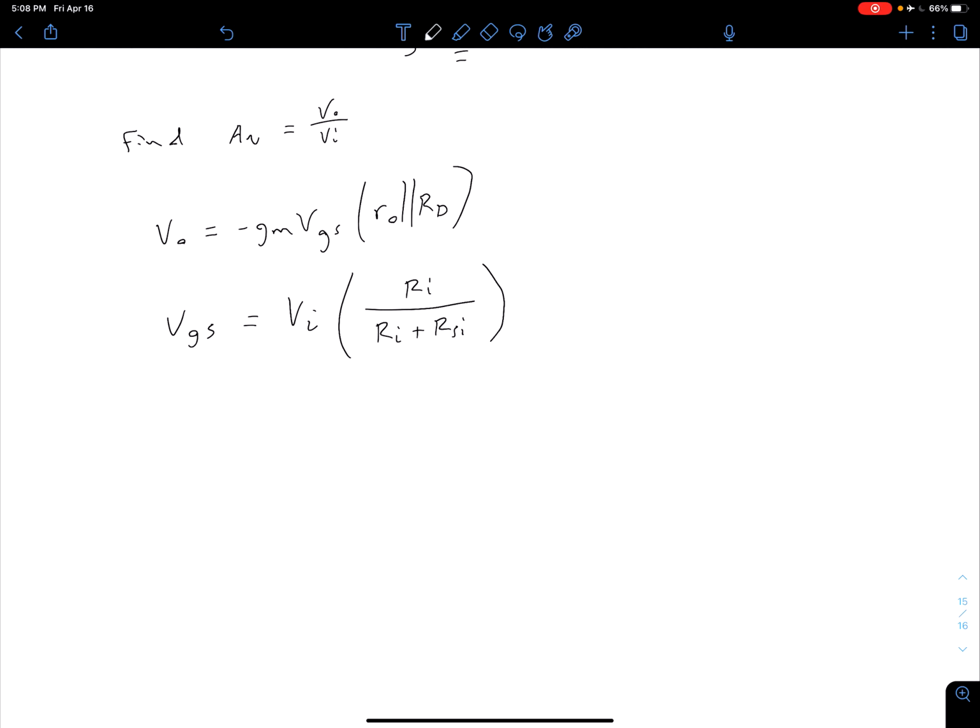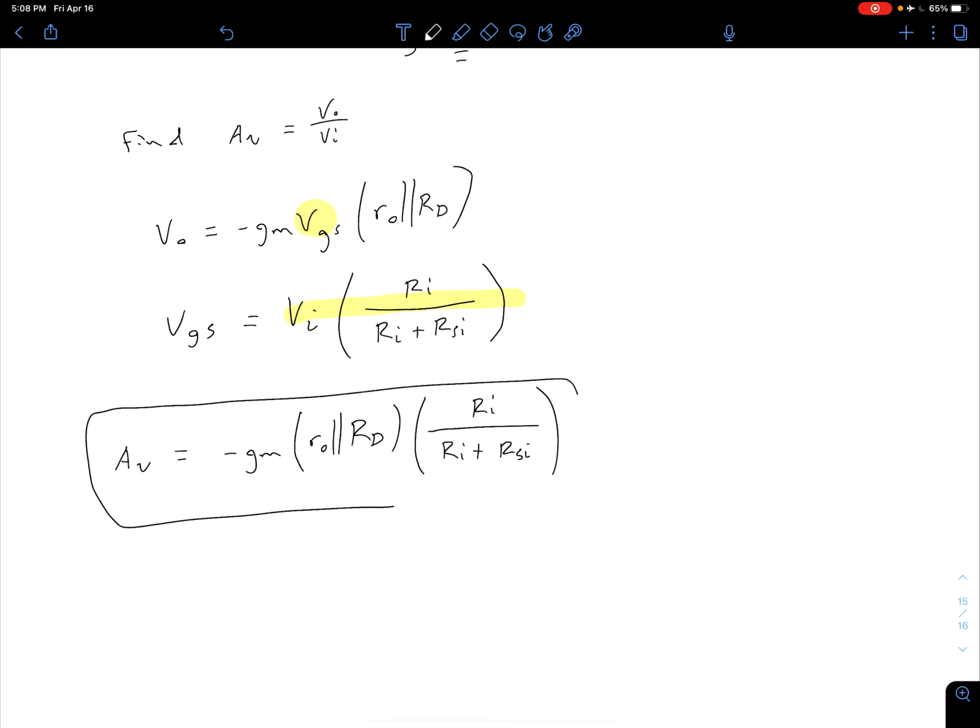So let's just combine these two equations. We take this expression and plug it in for our VGS, divide through by VI to get our voltage gain, A sub V, which is equal to negative GM times R naught parallel with RD. Let me clean that up a little bit. So R naught parallel with RD, and then we have that voltage division, RI divided by RI plus RSI. Okay, so that would be our small signal voltage gain.